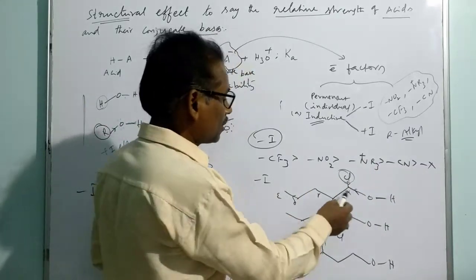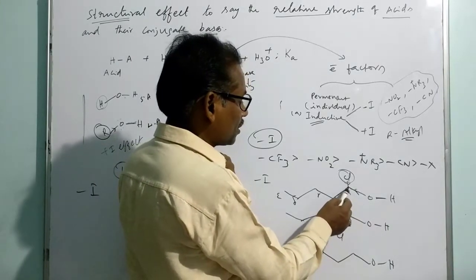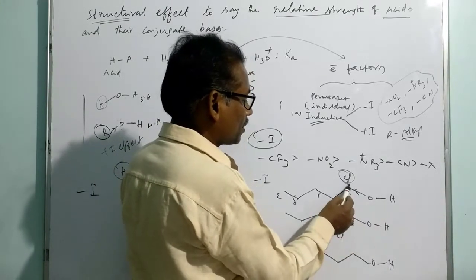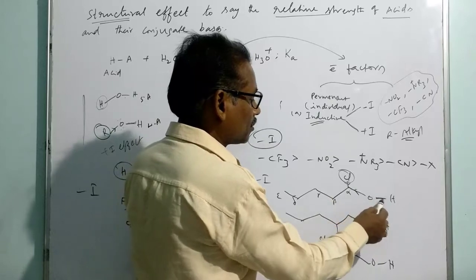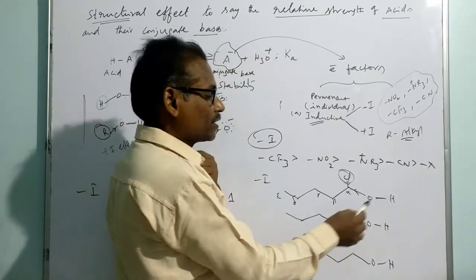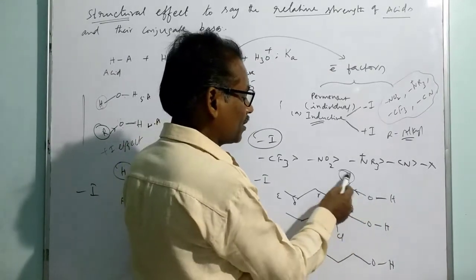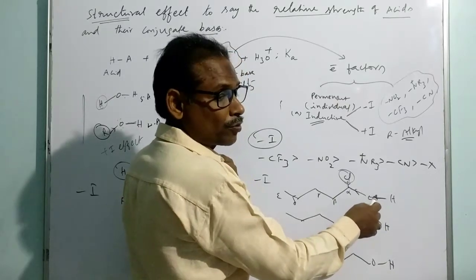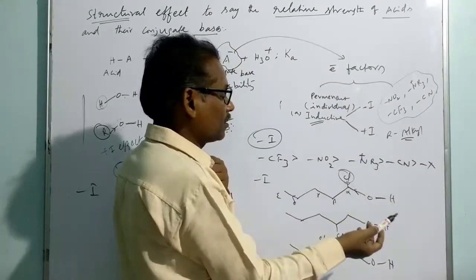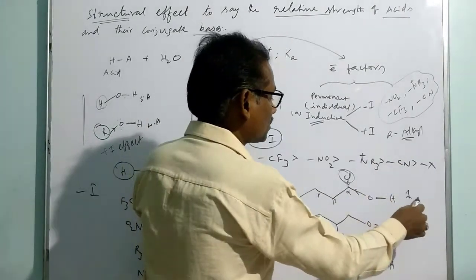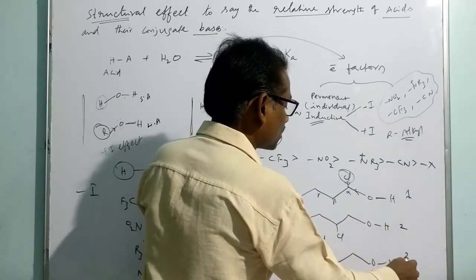So in this case, the ejection of the proton is so easy because the group is very near to the proton that is going to be ejected. It is very near to the OH bond, which is supposed to be polarized to eject the proton easily. So it is a stronger acid compared to this one.